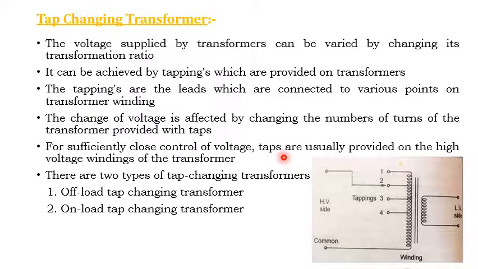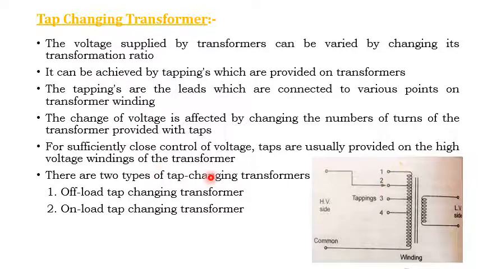The change of voltage is effected by changing the number of turns of the transformer provided with the taps. So if you go on changing the number of tappings of this winding, obviously there will be a change in the output voltage level, because you know the transformation ratio is the voltage ratio. So if you vary the number of turns, obviously your voltage level is also varied. That is the change of voltage which is effected by changing the number of turns of the transformer provided with a number of tappings.